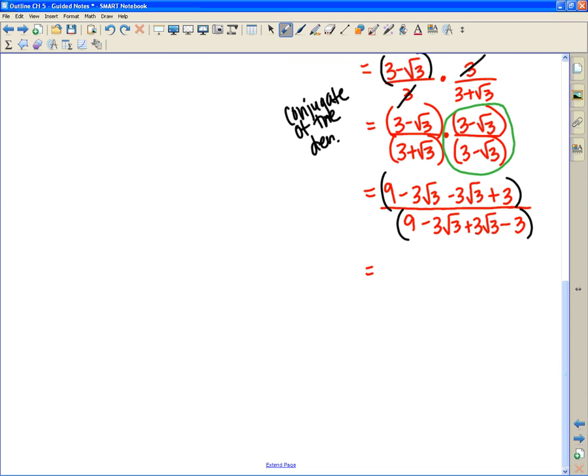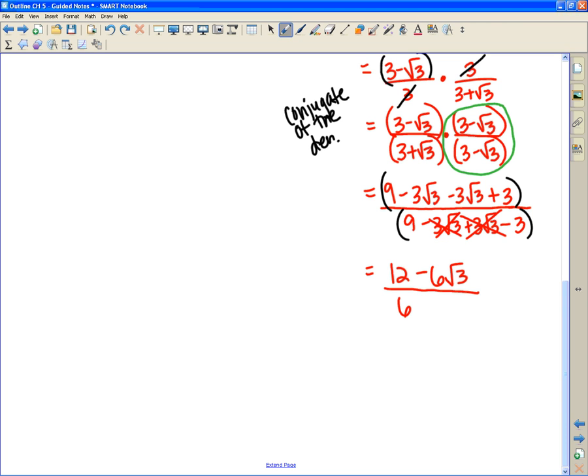So we have 9. Lose 3 root 3 and another 3 root 3. You've lost 6 root 3. I apologize. Let's change that 9 to a 12, because 9 plus 3 is 12, all divided by 9 minus 3, which is 6. And then these have taken off.